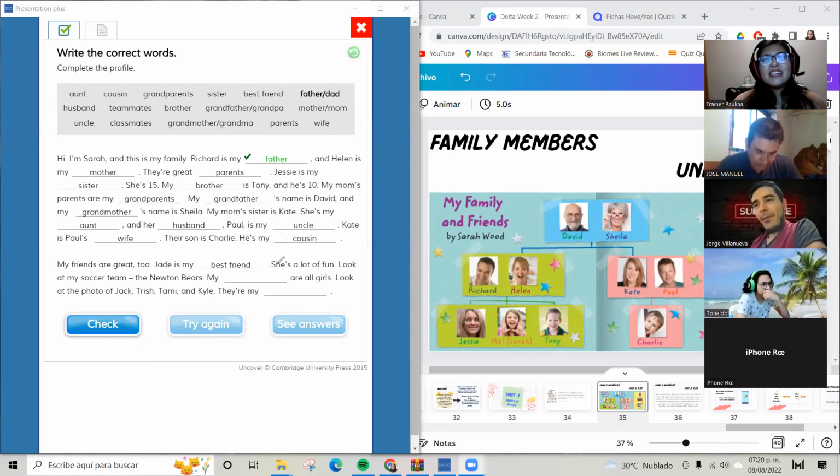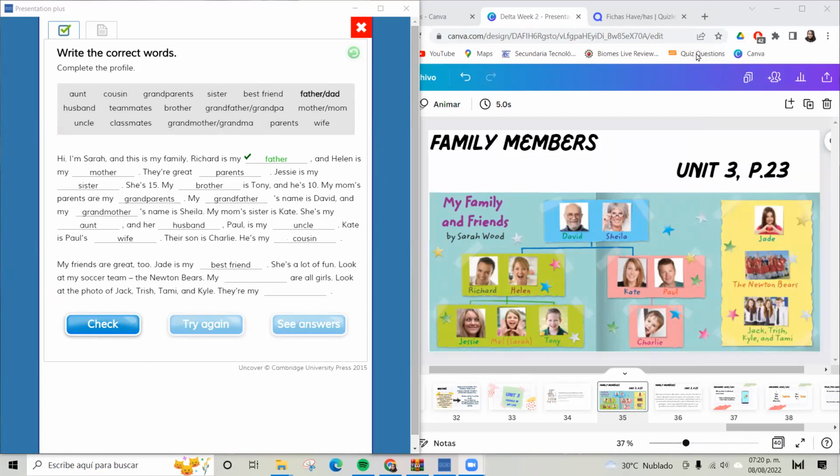Jade is my best friend. She's a lot of fun. Look at my soccer team. And here's the soccer team. The Newton Bears. Okay, what are all girls? Classmate. I have two options. I have teammates and I have classmates. So this word here, mate. Teammates. Okay, teammate, ¿no? You guys are classmates, right. So this would be teammates. Esta palabra de aquí, chicos, mates. ¿Qué será?